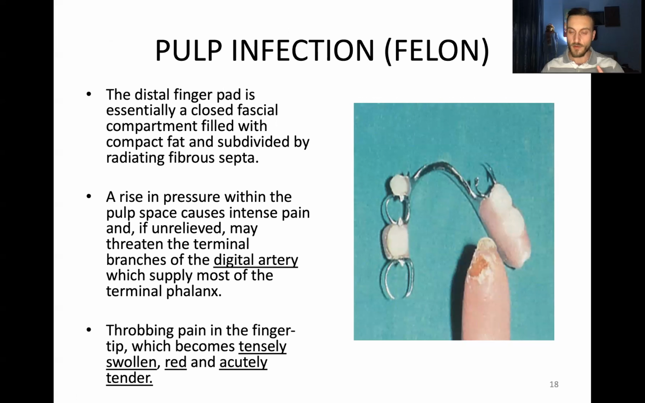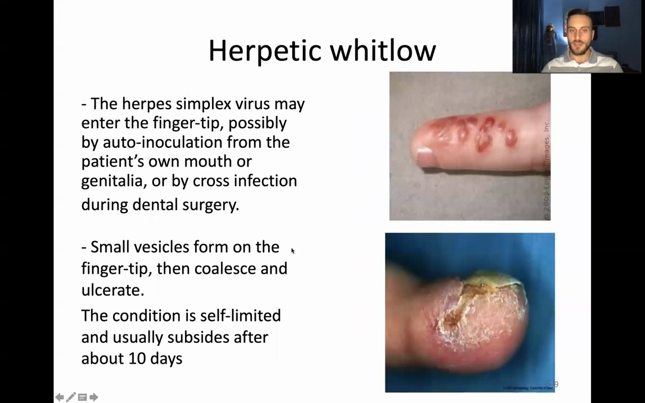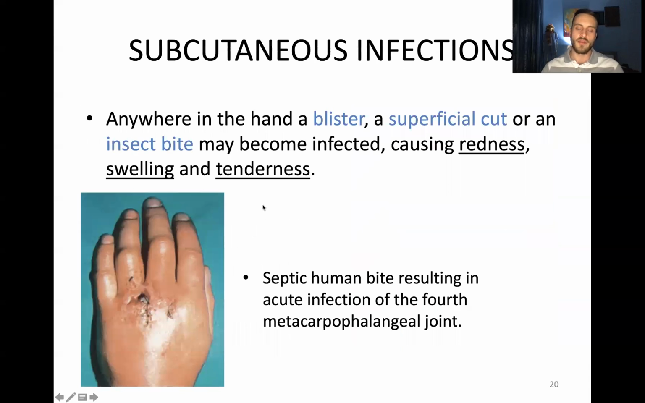Now for the felon, for the pulp infection, it's the distal pad. The problem is it's a closed fascial compartment, which means increased pressure, increased pain. It's very painful, throbbing pain. That's why you sometimes have to do an incision to reduce the pain, plus painkillers and antibiotics. Now for the herpetic whitlow, okay, it's like herpes simplex, there are vesicles. This is the most important sign you might see in these patients. It's usually self-limiting. It's a viral infection. Within 10 days, everything is going to be okay.